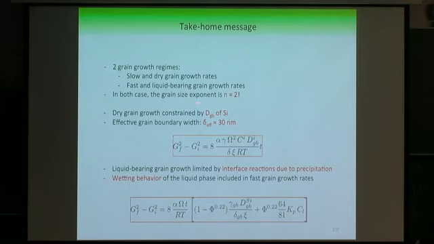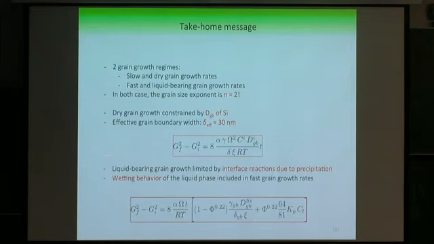So the dry grain growth can be constrained with diffusion at grain boundaries of silica. From the atmospheric database, I've constrained that the effective grain boundary width is approximately 30. So it's a factor 30 above the structural grain boundary width. And so the dry regime can be fitted with this equation here.